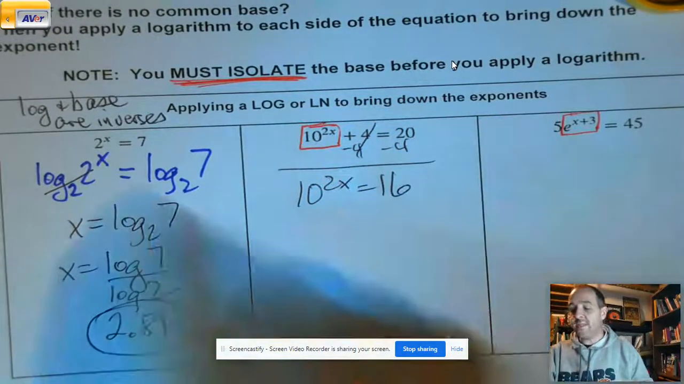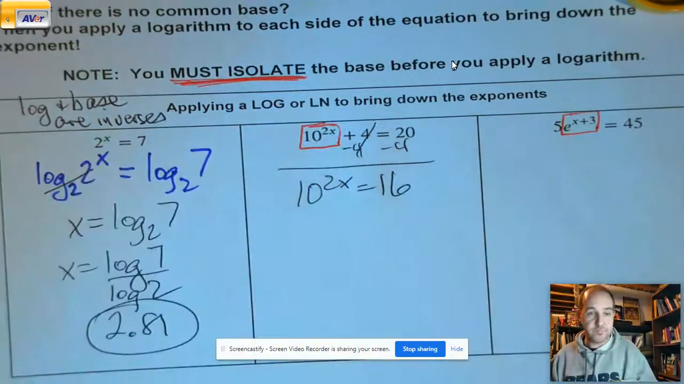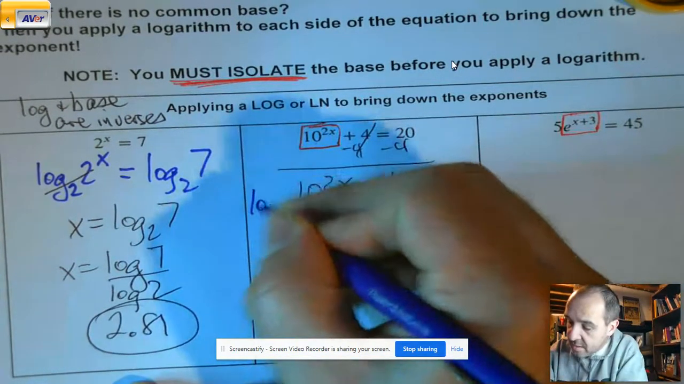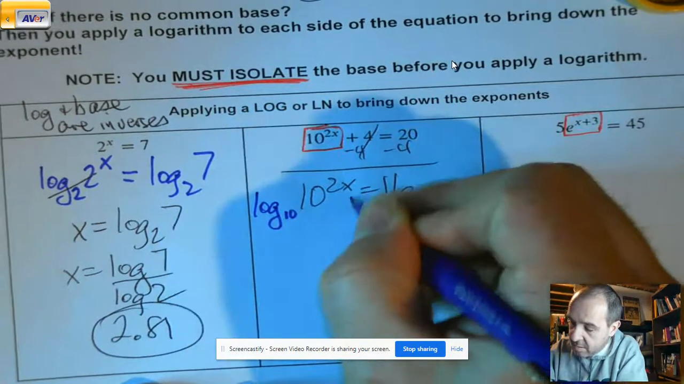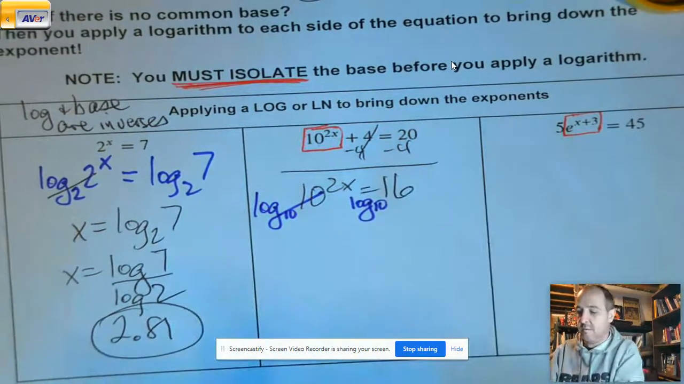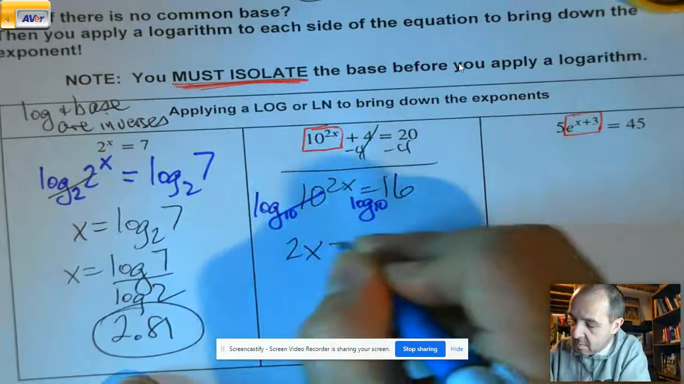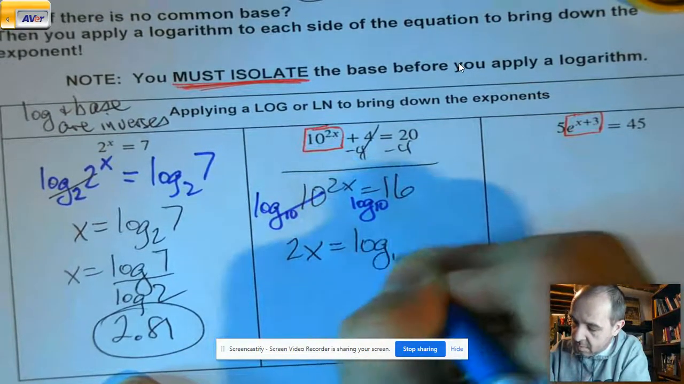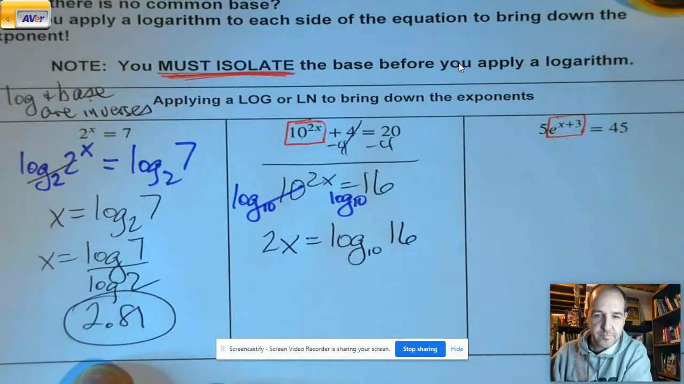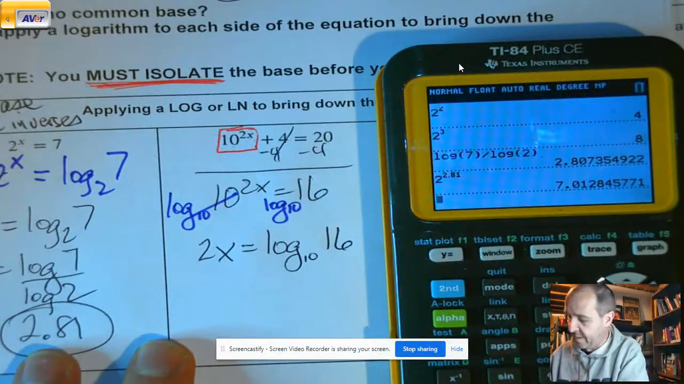Okay, now we're in a situation like we were on number 1. I need to get that 10 out of there. How do I undo the 10? I use the log. Again, to both sides. So you can, I would just get the change of base done first.